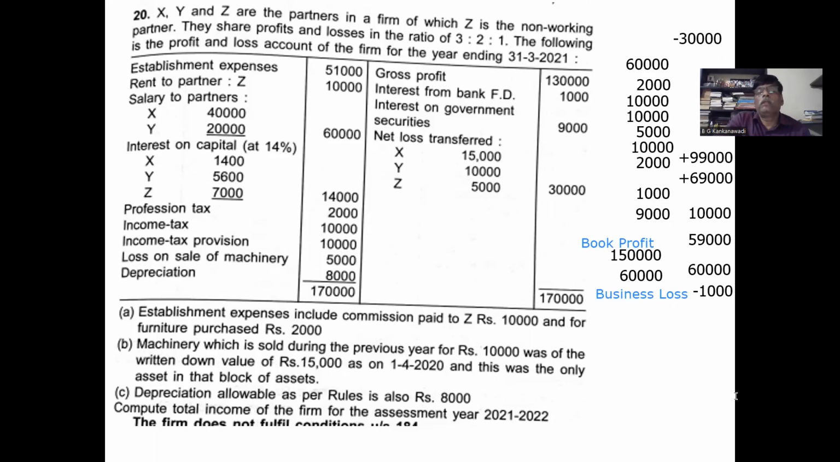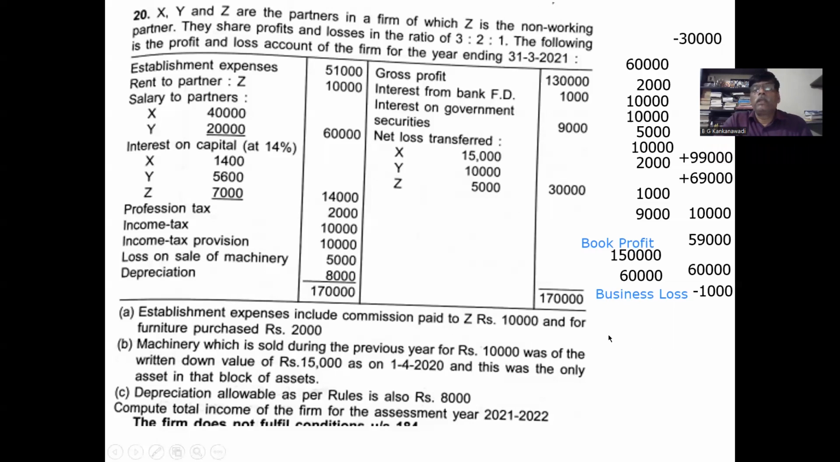Then you calculate the capital loss. For capital loss, you take the full value of consideration, which is the sale value. The sale value is 10,000, less written down value 15,000. So there is a capital loss. Short-term capital loss 5,000 will not be adjusted. You carry forward that loss to next year.